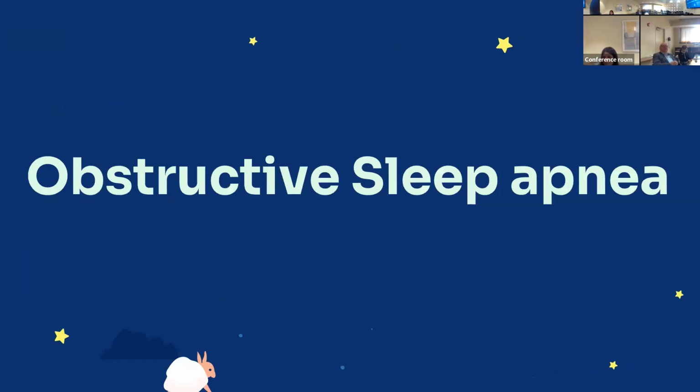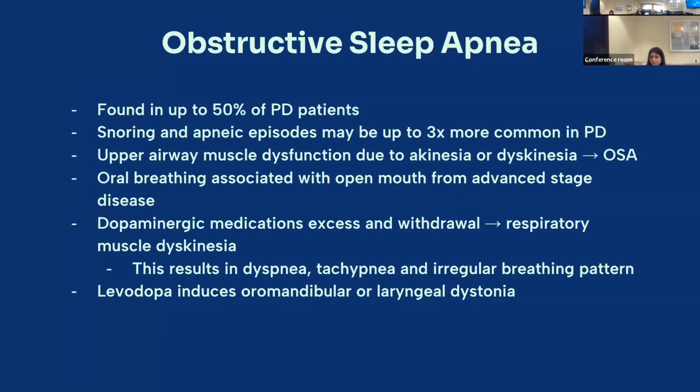And then now we have obstructive sleep apnea and Parkinson's. It's found in up to 50% of Parkinson's patients. OSA in Parkinson's is not greatly evaluated. Most of the literature has a lot of limitations with small sample sizes or inadequate control groups, a lot of confounding data. But most of the studies show that either the rate of OSA in Parkinson's at least matches those without, or there's a higher rate. Snoring and apneic episodes may be up to 3 times more common in Parkinson's. The upper airway muscle dysfunction due to akinesia or dyskinesia can lead to OSA.